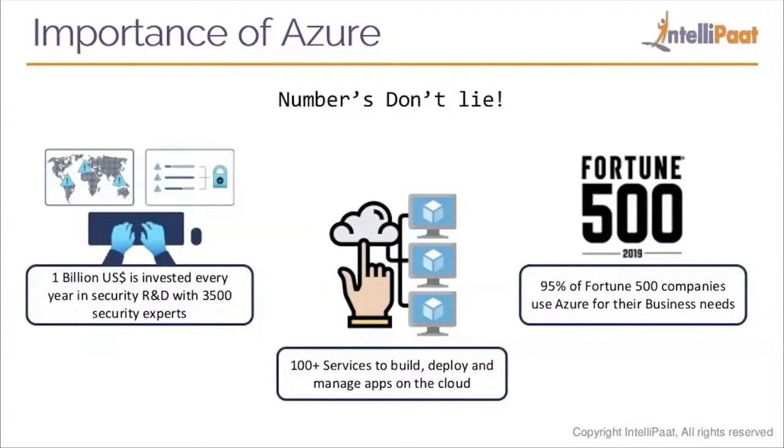So if we compare, 95% of 500 means around 475 of the Fortune 500 companies are using Azure for their business needs and to deploy their applications. Maybe they use Azure for identity management also. So apart from servers and all, Azure also provides you a full-fledged identity management solution.